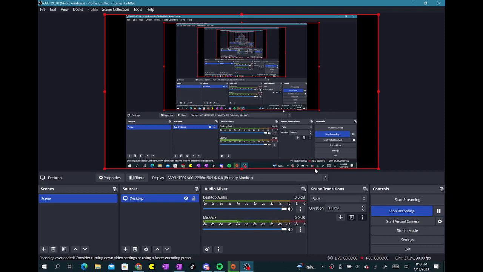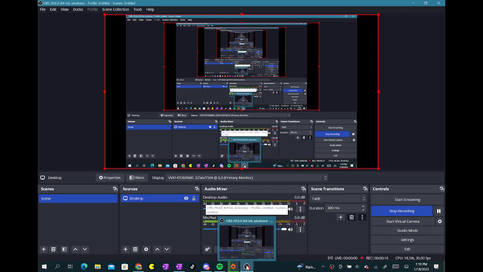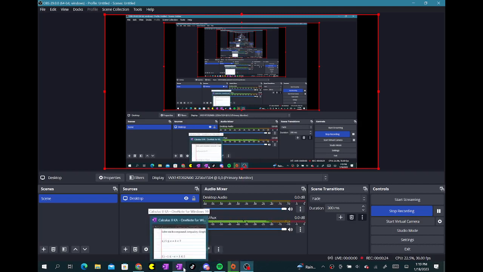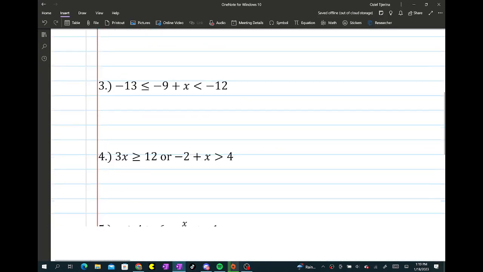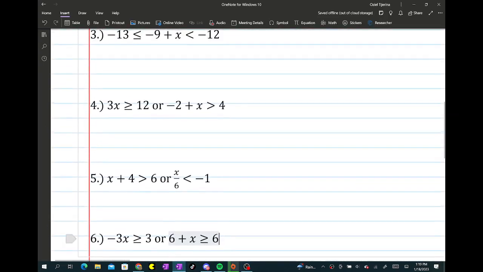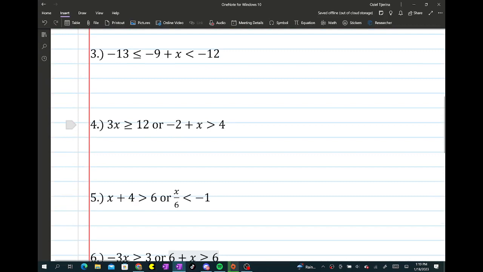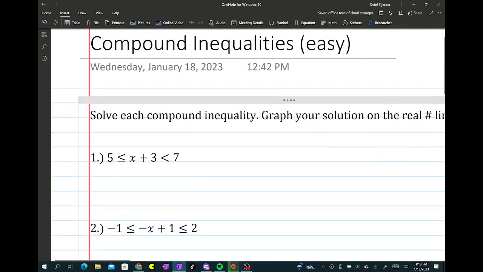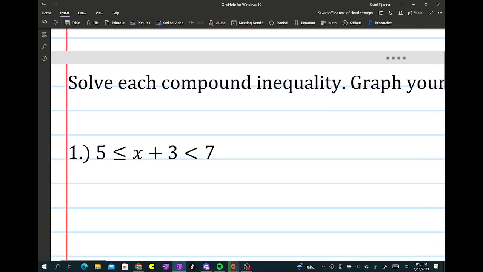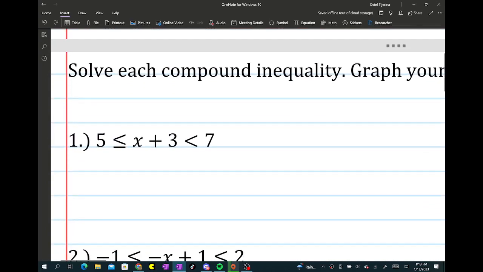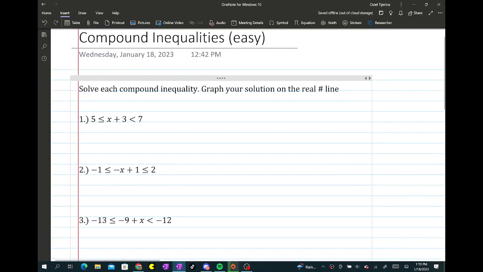So in this video, we're going to solve compound inequalities. If you hear noise in the background, it's raining. Basically, I'm going to do these 6 examples. There's a difference between the "or" ones and these ones. Usually when they have something like this, they mean "and," so I just put it in that notation.